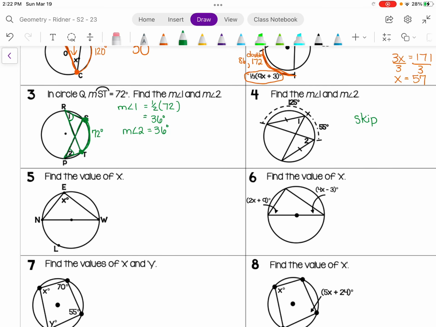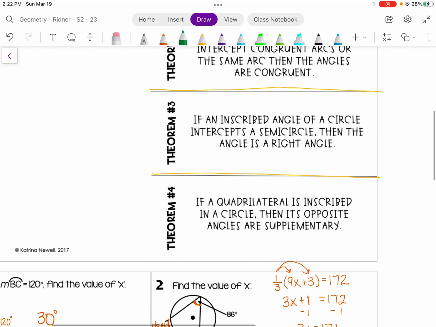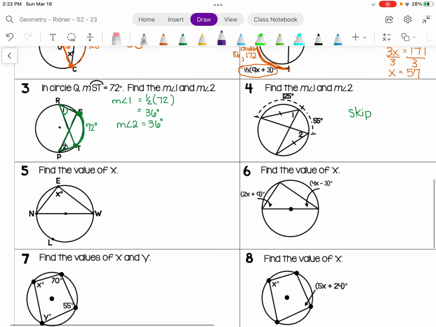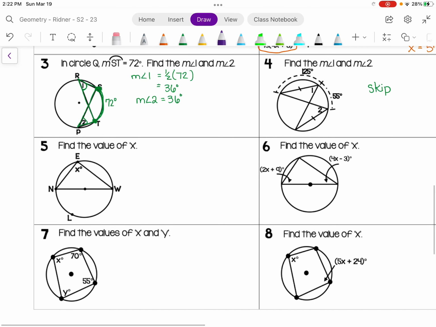All right, let's look at theorem number 3. If an inscribed angle of a circle intercepts a semicircle, then the angle is a right angle. So let's look. Okay, so again, this is 180 degrees. Why do I know that? Because it's half of a circle, and a whole circle is 360. Well, half of 180 is what this measure over here would be, and half of 180 is 90 degrees.